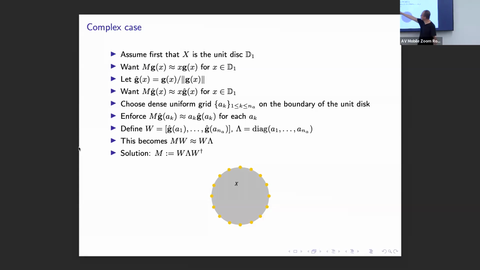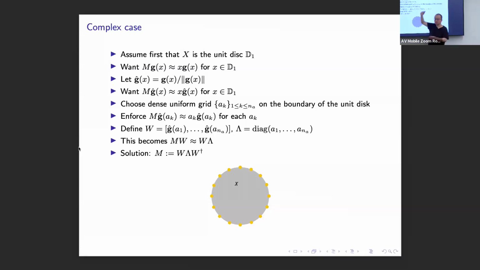Now I call this the W matrix. These matrices essentially have all my approximate eigenvectors. And I also generate the diagonal matrix, NA by NA, with A1 all the way to ANA on it. The diagonal matrix has my approximate eigenvalues, right? Once I have these two matrices, this relationship can be written as MW approximately equal to W times lambda.